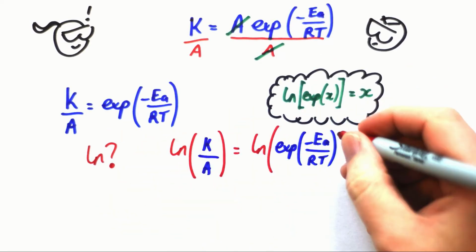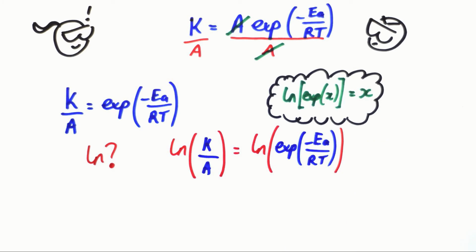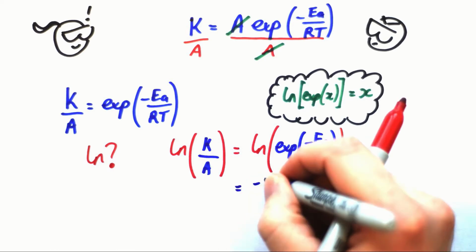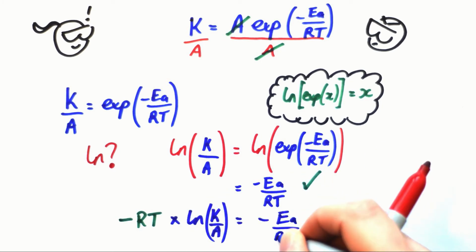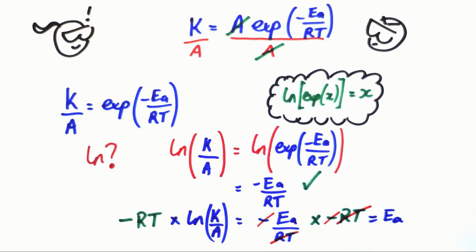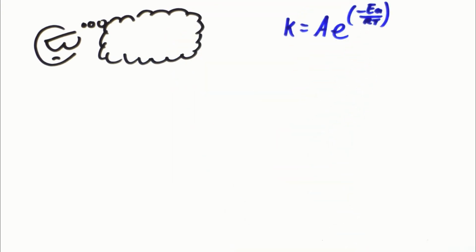As we said before with operations and their inverse, a logarithm of e to the power of a value simply returns the value. So we obtain minus Ea over RT. Now it's simply a case of multiplying both sides by RT to get the final statement of the activation energy, Ea. There are many tips and tricks for rearranging equations which we'll discover as you go through your studies.